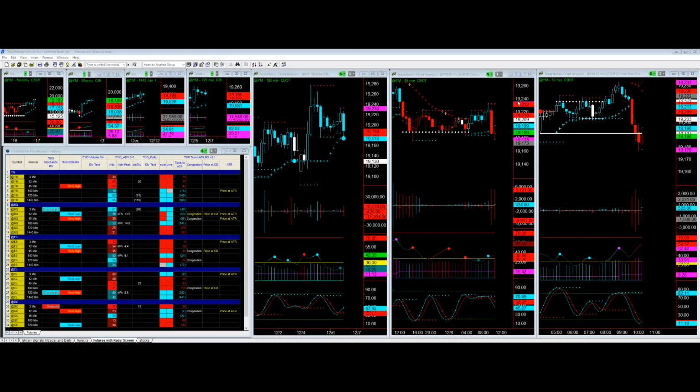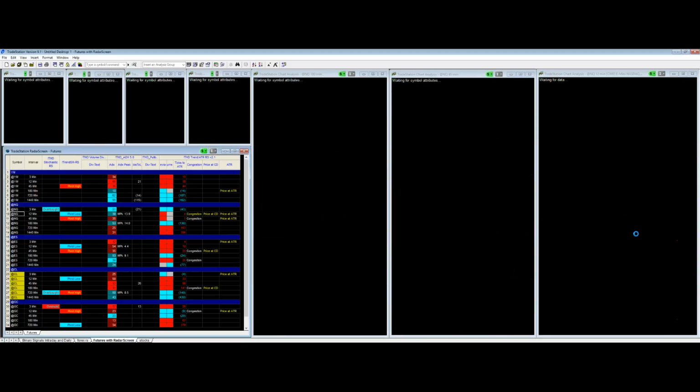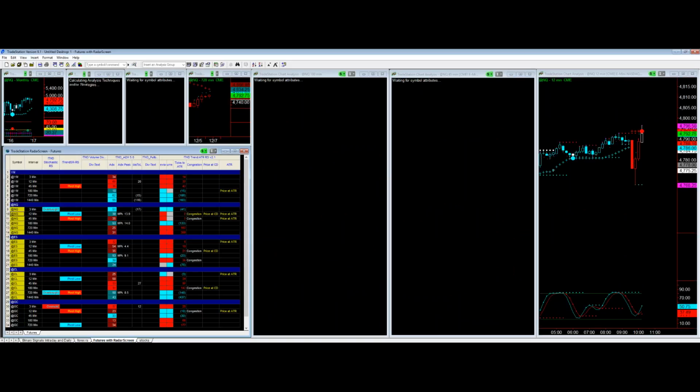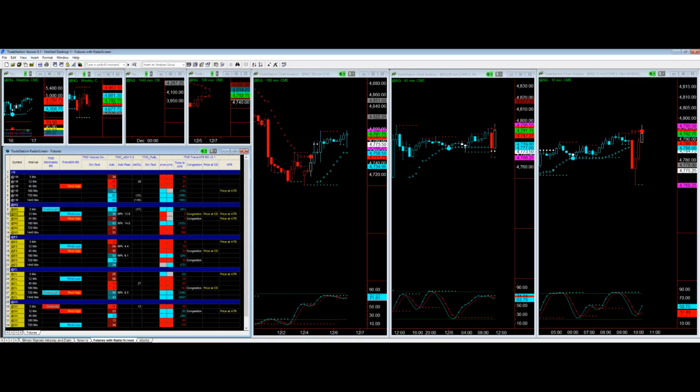The only way that I would enter the Dow is if price comes back to test this ATR. Then I would enter a short position. But until then, I'm not touching this. The NASDAQ, probably the same scenario. No, we're at the ATR.